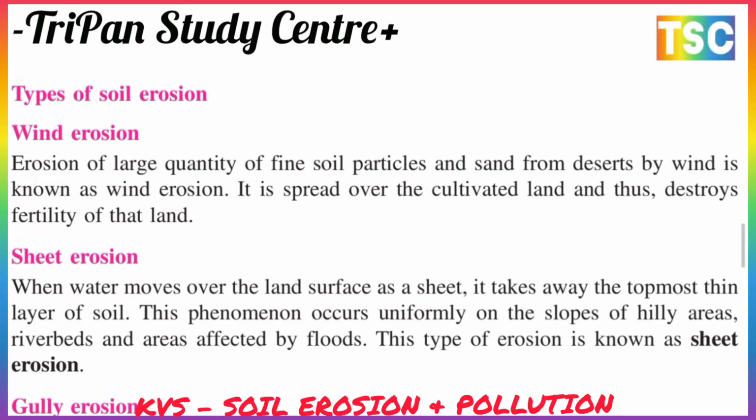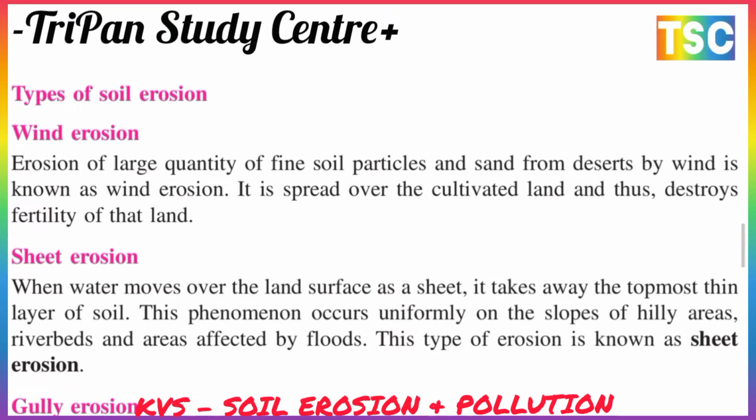The erosion of large quantities of fine soil particles and sand from the desert by winds is known as wind erosion. It spreads over cultivated land and thus destroys the fertility of the land. Wind erosion has a maximum effect on the soil. And the next is sheet erosion.